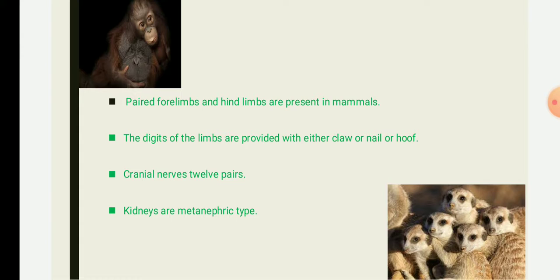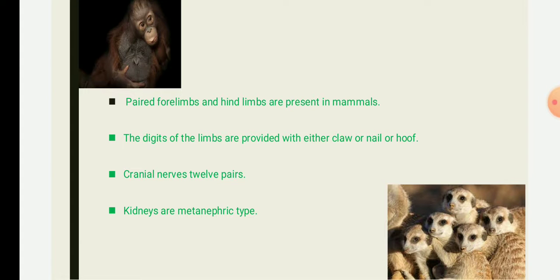For example, in birds the hind limbs have 3 digits in some, whereas in some flightless birds there are two toes. So the number of digits may vary as per the mode of locomotion, and they may be modified into claws, nails, and hoofs.